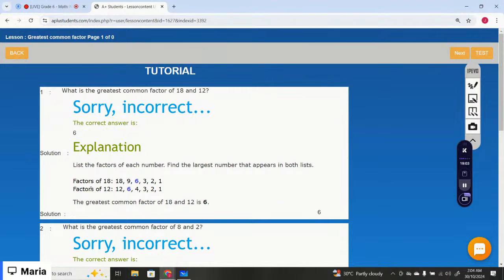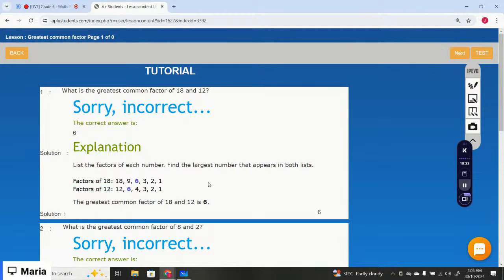So let's make the list of the factors for 18. The factors are the numbers that when multiplied make 18. Like 18 times 1 is 18, 9 times 2 is 18, and 6 times 3 is 18. So they all are the factors of 18: 18, 9, 6, 3, 2, and 1. They are the factors of 18 because when they are multiplied, they make 18, or they can evenly divide 18.